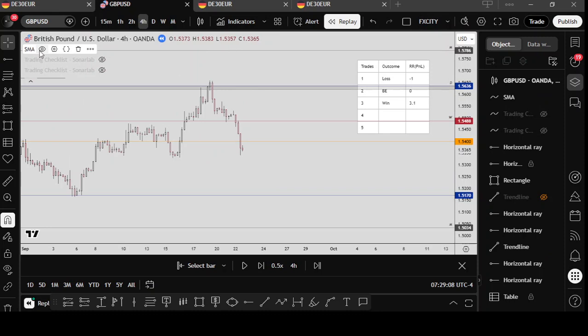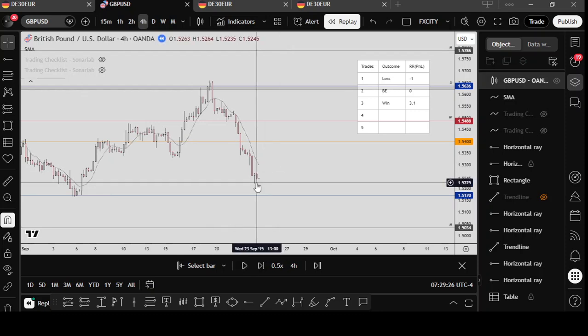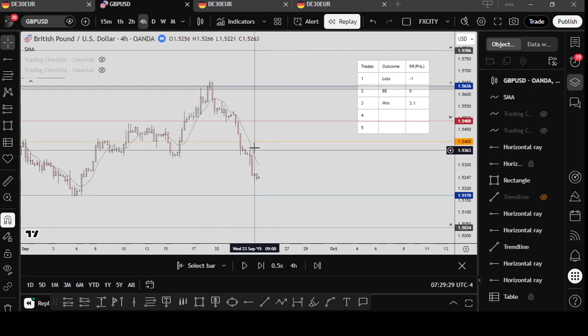And we are going to toggle on the moving average because that's what we're using for this particular setup. I'm just looking for a rejection from 500 and also rejection from the moving average. That didn't happen. And we have the continuation there.